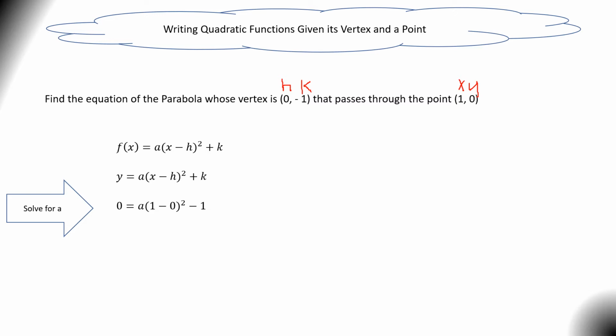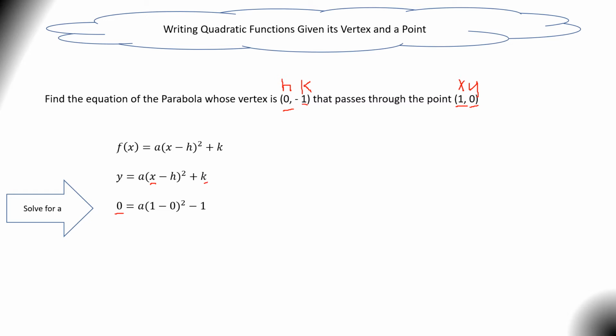Ayan po siya. Si y naging 0. Ito po yung y value natin, kaya magiging 0. A times 1, yung x, magiging 1 dahil ito si x. Minus h, minus 0. Ito yung h value natin. Square, plus k, negative 1. Ayan.